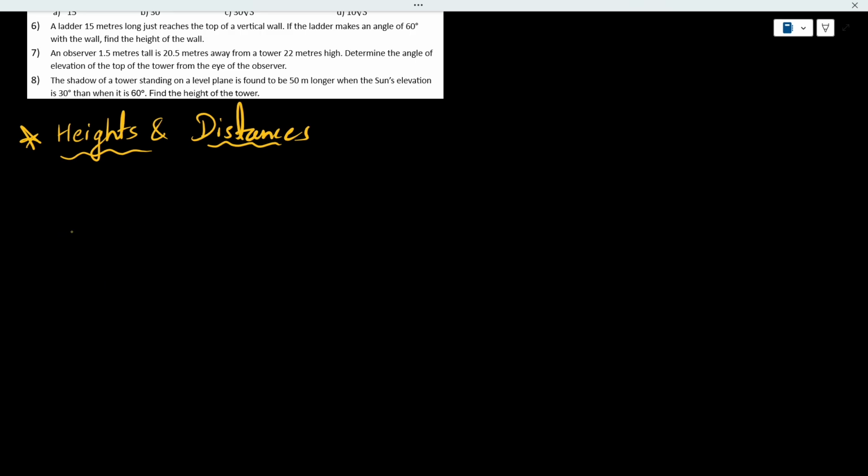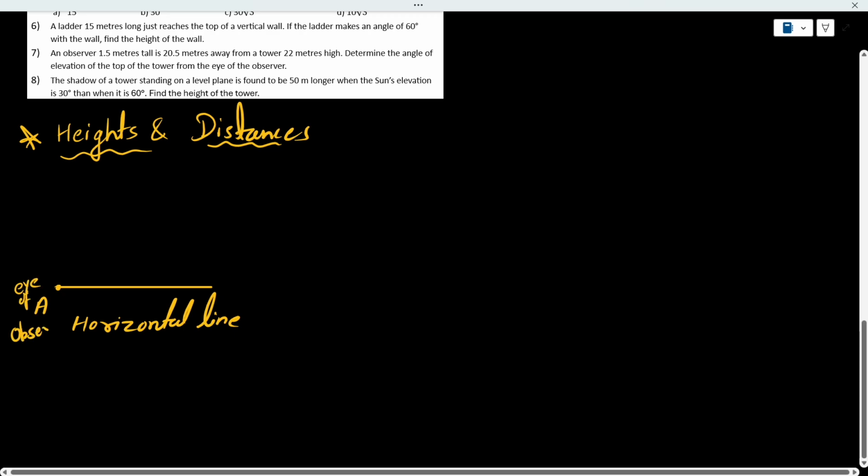There will always be one observer, the eye of the observer. This is called ground level, which is a horizontal line. So this is the ground level, or we call it the horizontal line. Now if I say at point A, this is the observer, the eye of the observer.